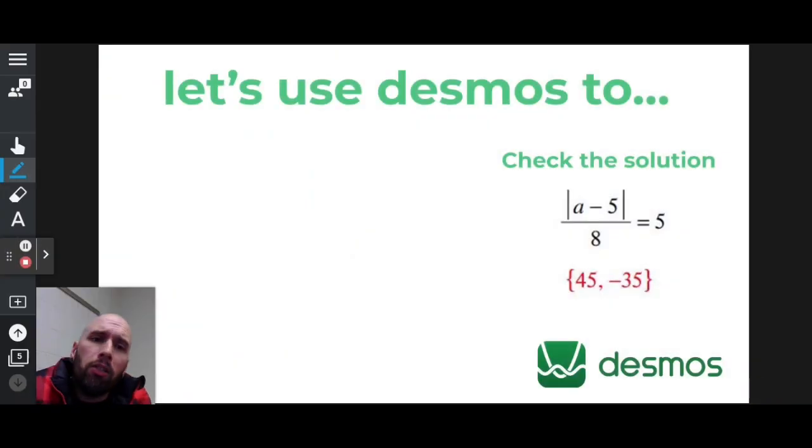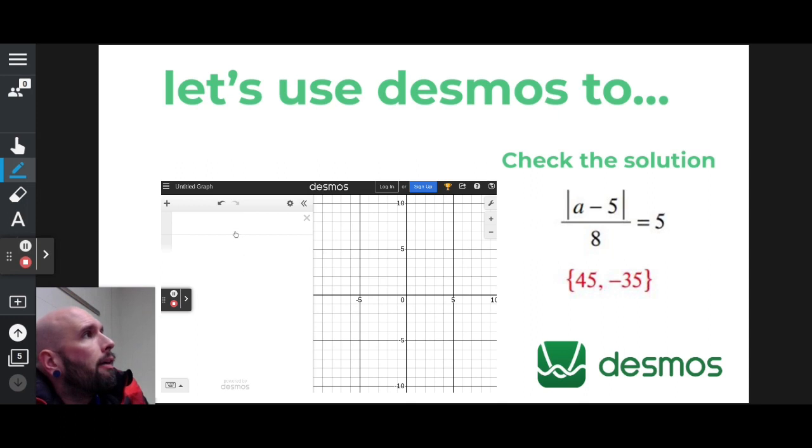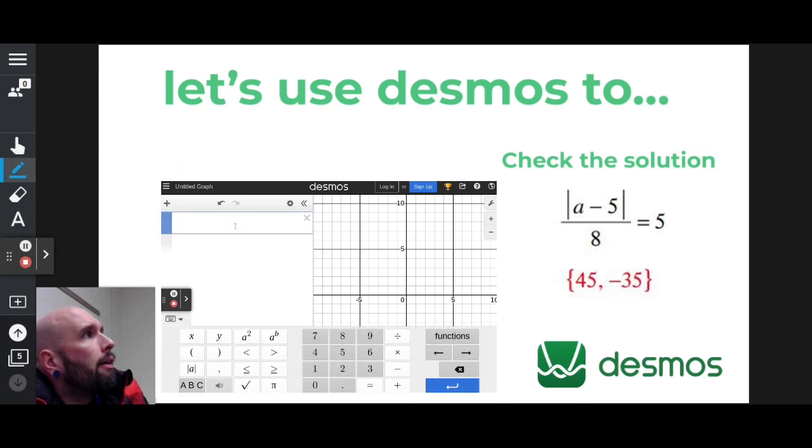Hey everybody, let's use Desmos to check to make sure that 45 and negative 35 are solutions to that, oh my gosh, absolute value equation. I wonder how it's done. All right, let's see if this is my answer. So I'm going to go over here and type it out.